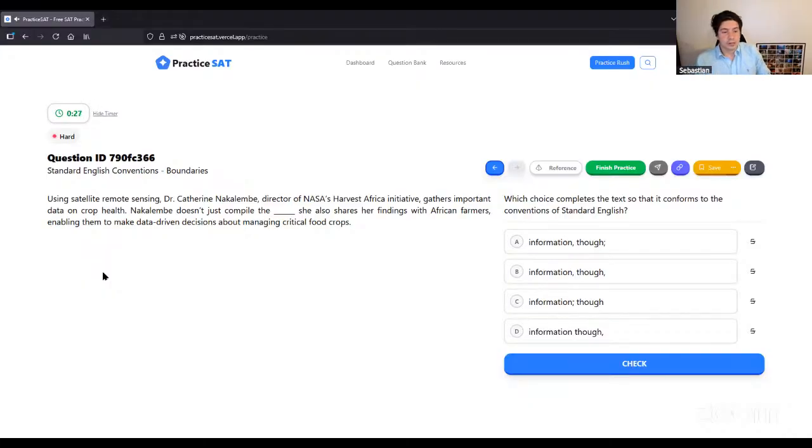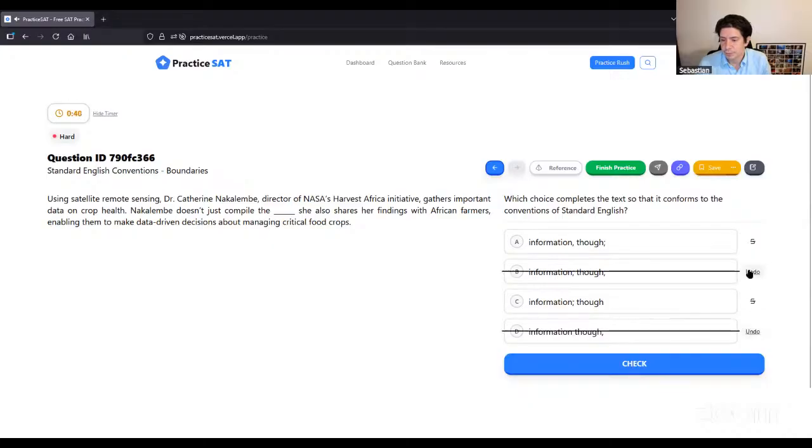So the first part here, Nakalembe doesn't just compile, is a full independent clause. And then in the next part, she also shares her findings. That's an independent clause, so they need to be separated with a semicolon. So it's not going to be D or B. We could also separate with a period or a comma and a FANBOYS, but we don't have those as options.